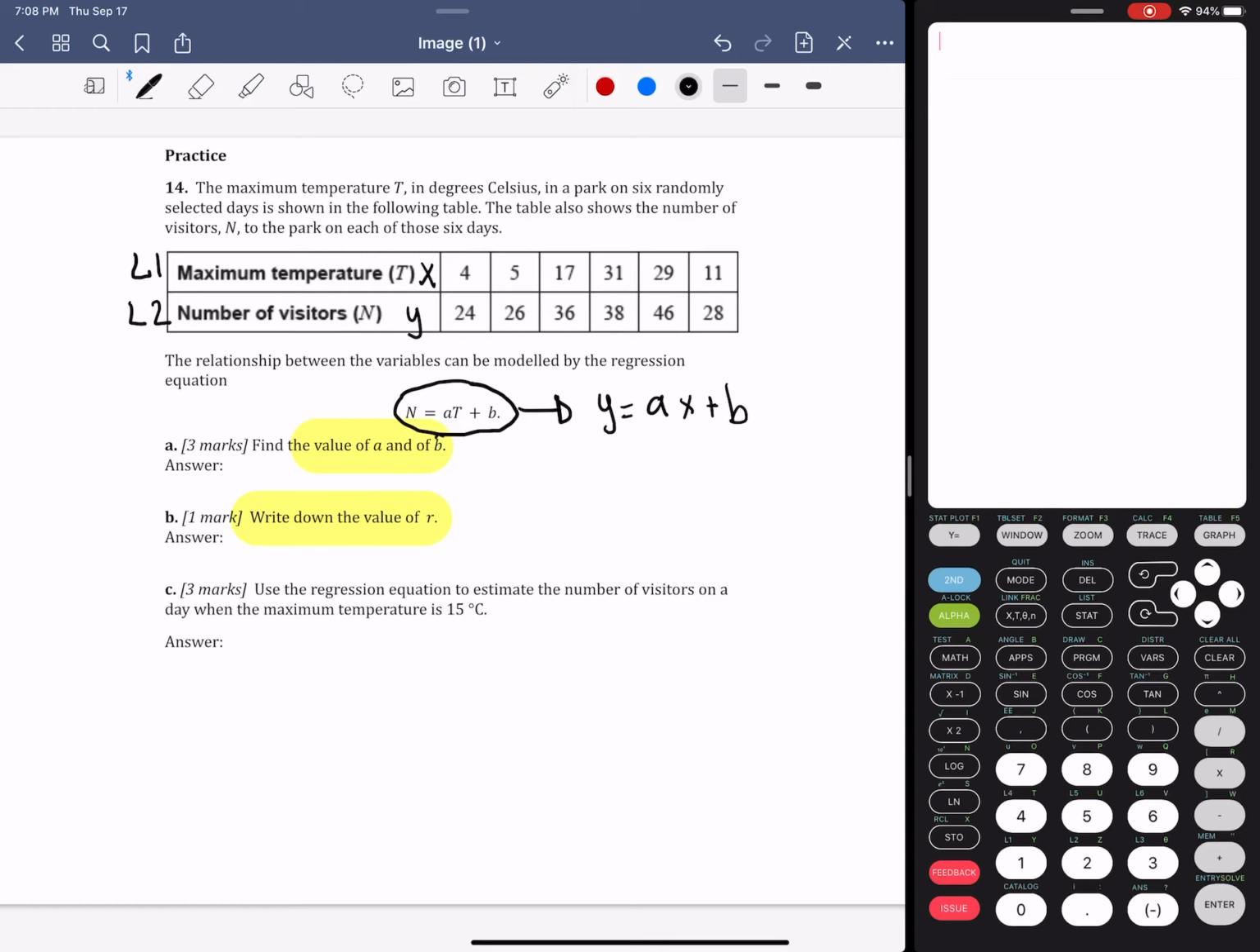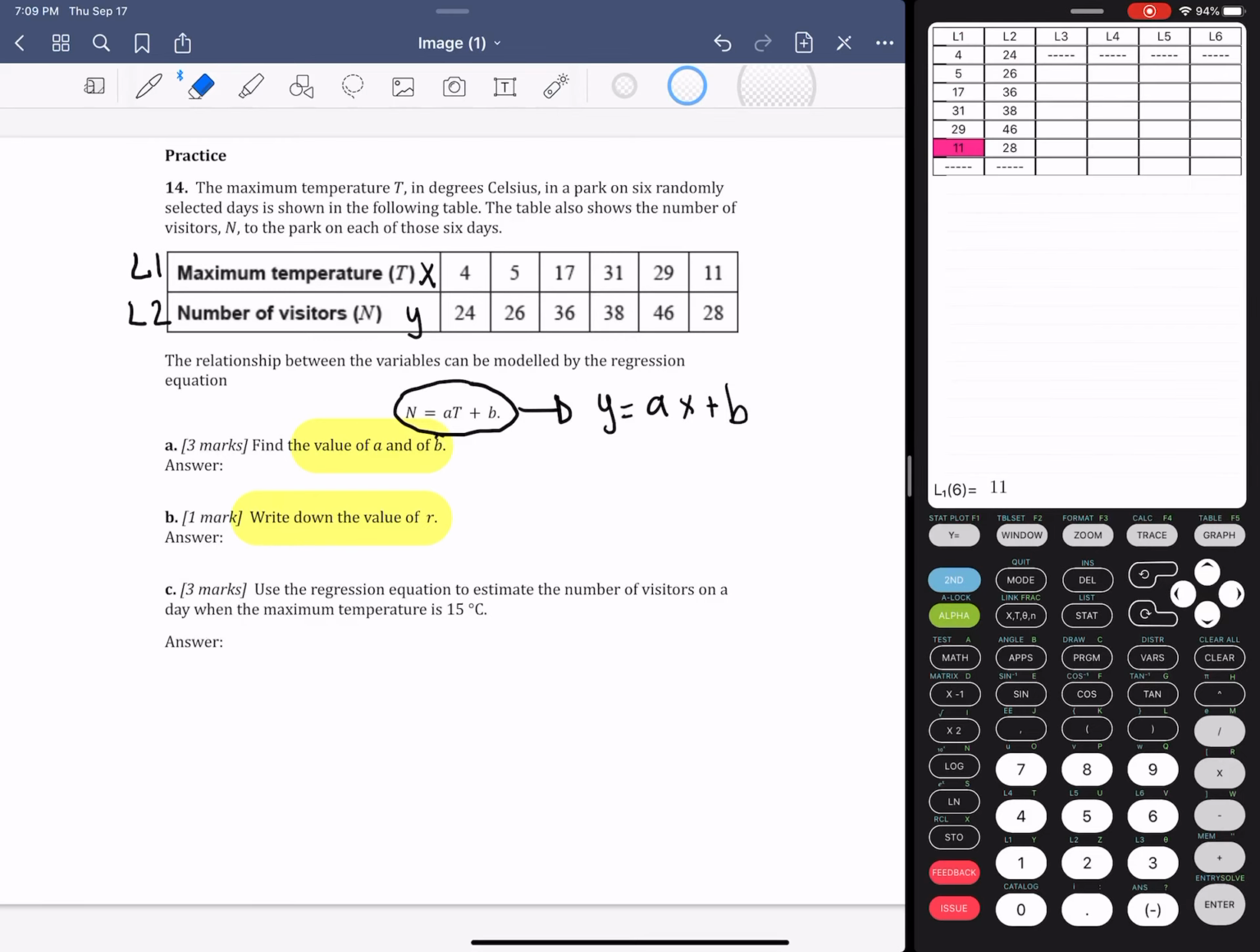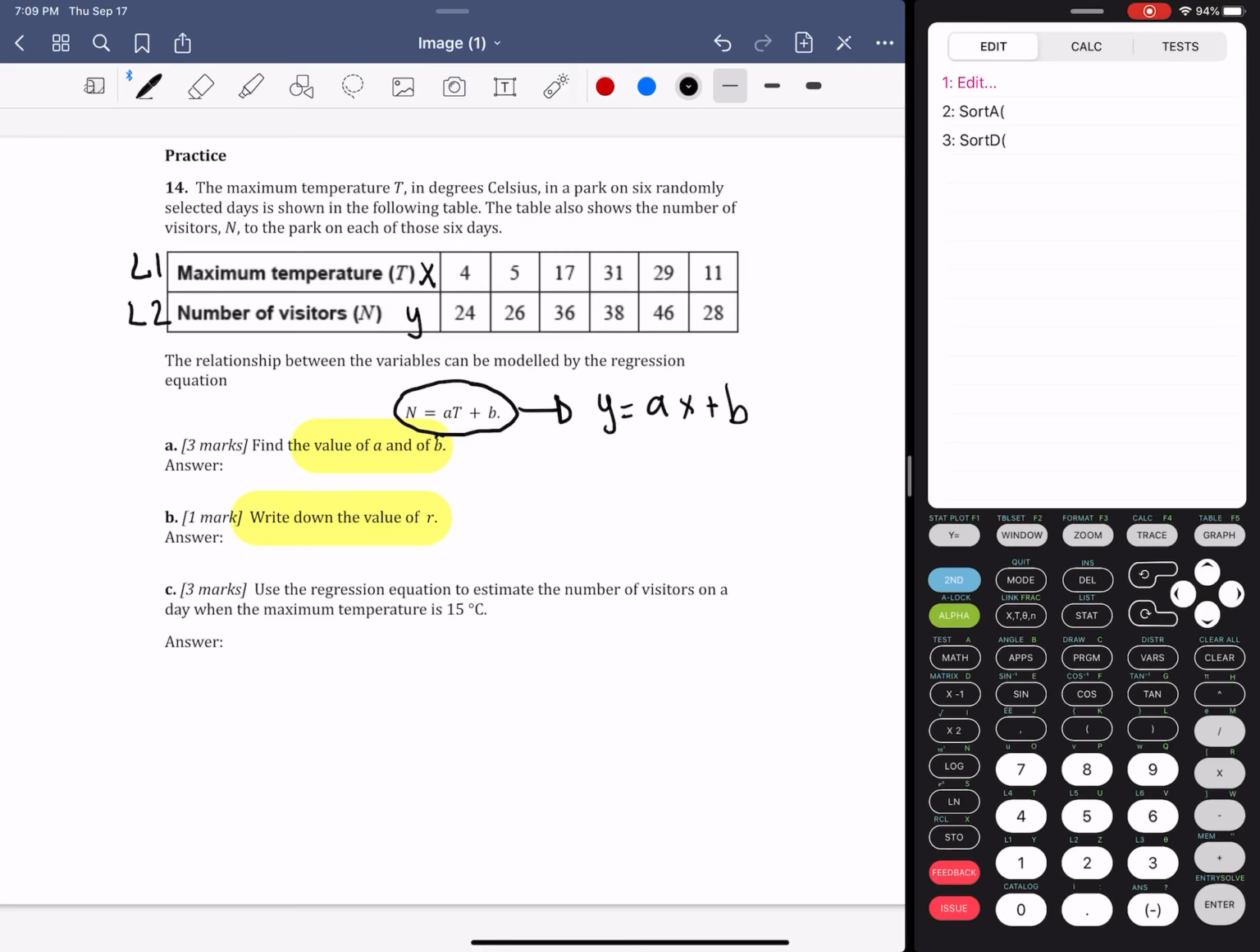What we're going to do is go back to stat. I'm going to press stat. And just a fresh reminder, on edit, we put our L1 and L2 values, where L1 is maximum temperature and L2 is number of visitors. Now, how do I get my least square regression line? I'm going to go back to my stat, and it's below the list. If you see the blue, it's list, below del, delete. Where do I go? I'm going to go to the right with my arrows to calc.